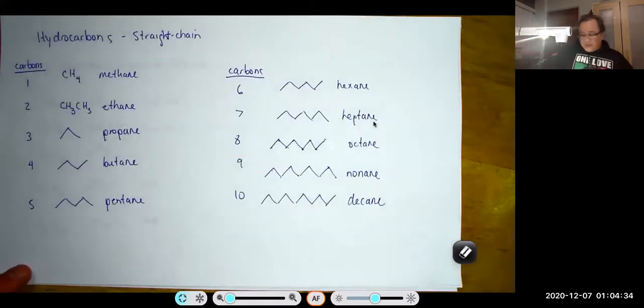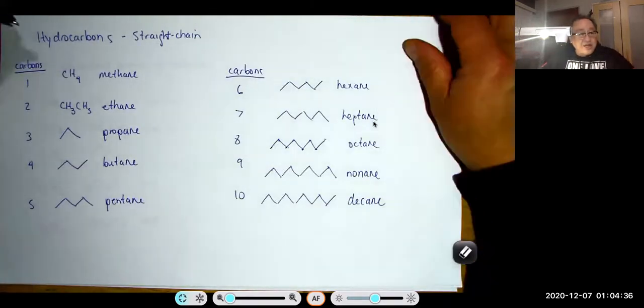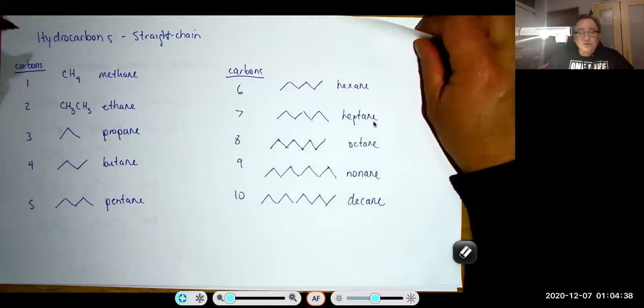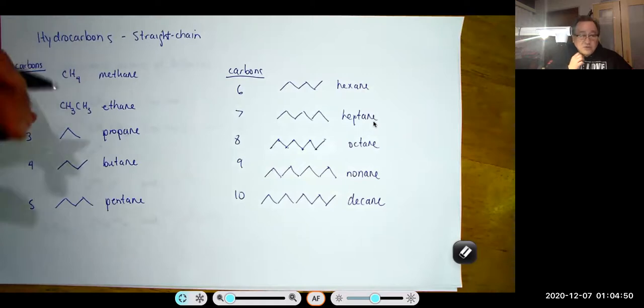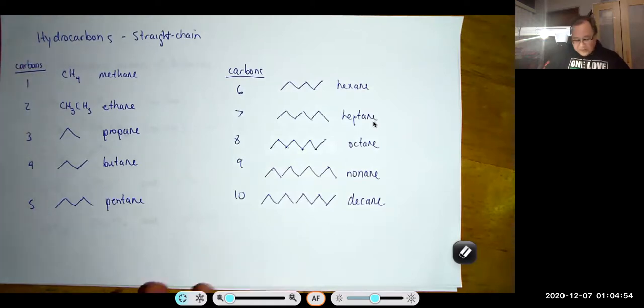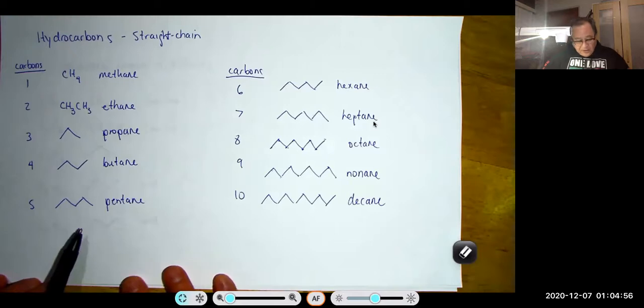So let's look at what we call straight chain hydrocarbons. These are hydrocarbons where there's no branching. In other words, there are only carbon-carbon single bonds, and carbons bonded to one other carbon, or carbons bonded to 2 other carbons, but you don't have any carbons bonded to 3 carbons, no branching. So here, these are the 10 hydrocarbons that are straight chain that you want to memorize.